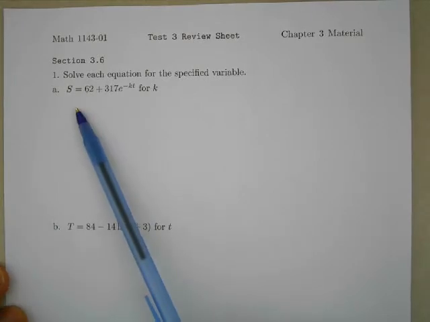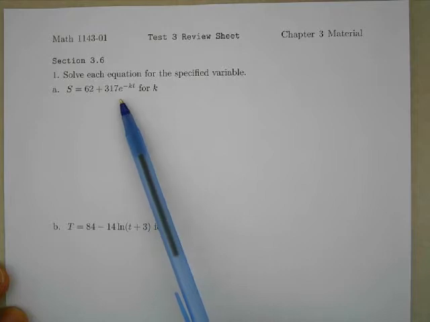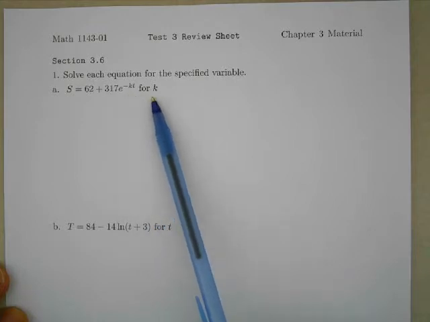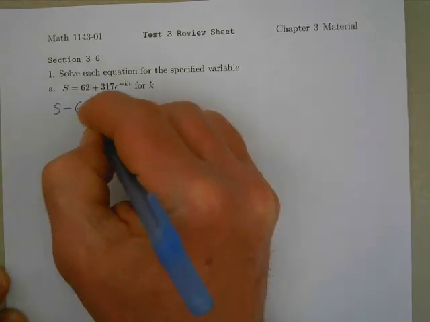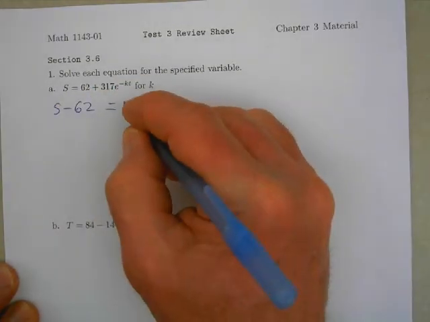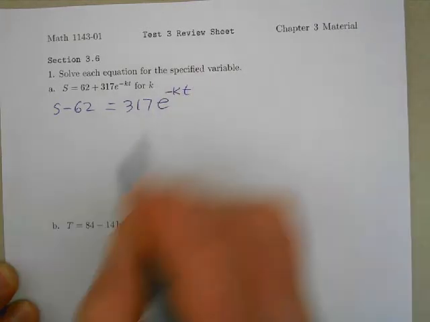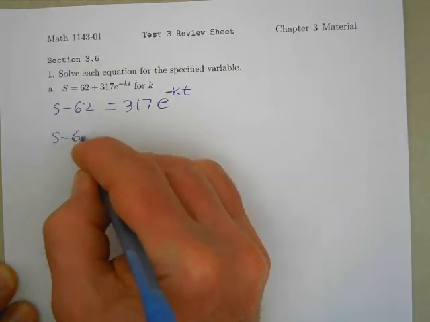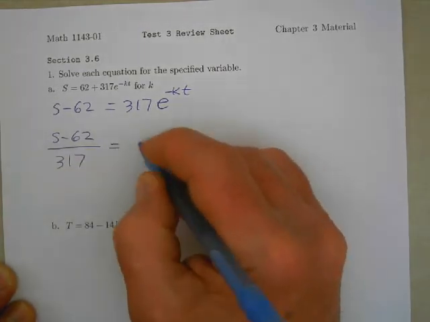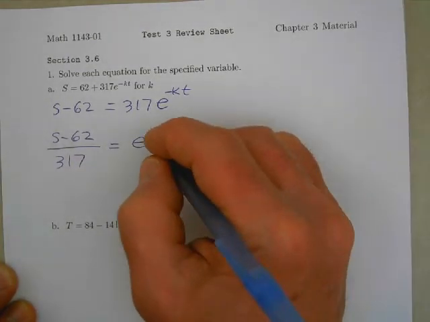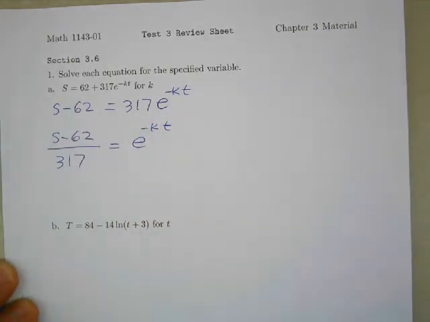For this one, capital S equals 62 plus 317 times e to the negative kt. Solve for k. So first we'll subtract 62 from both sides. S minus 62 equals 317 times e to the negative kt. Then divide both sides by 317, and we get S minus 62 over 317 equals e to the negative kt.